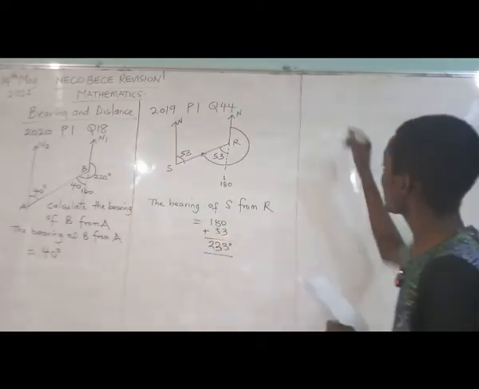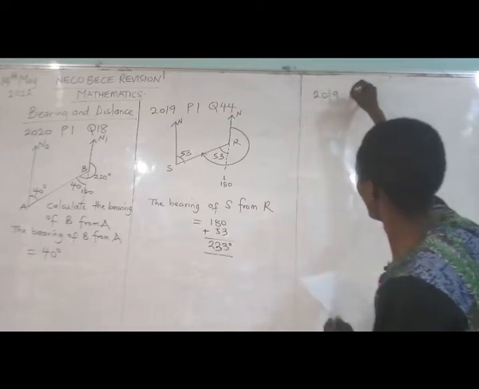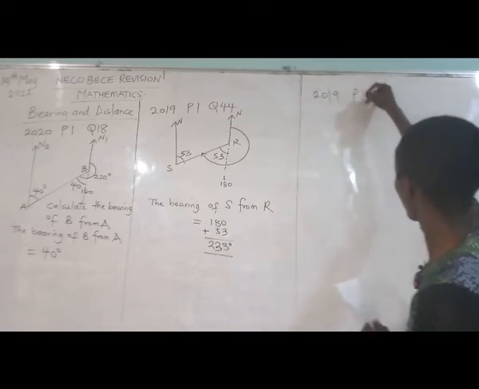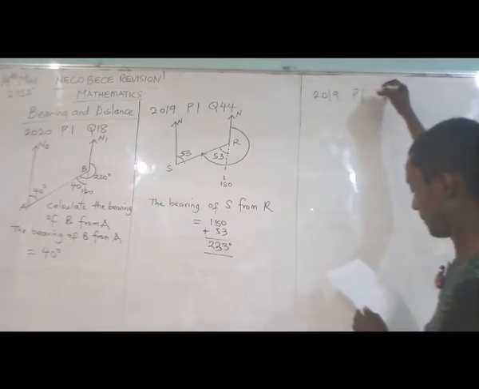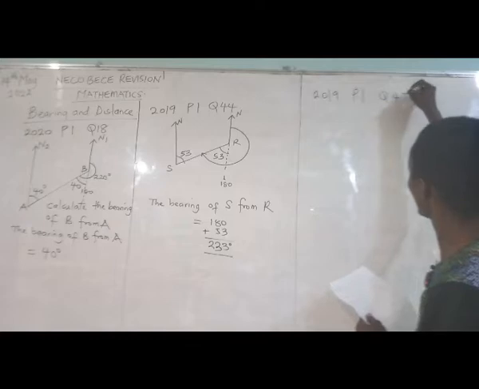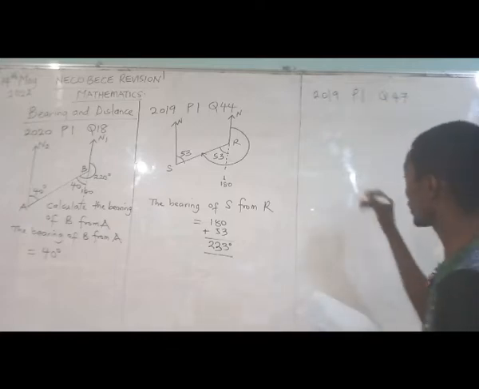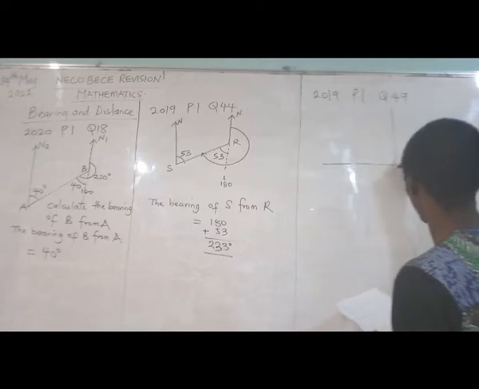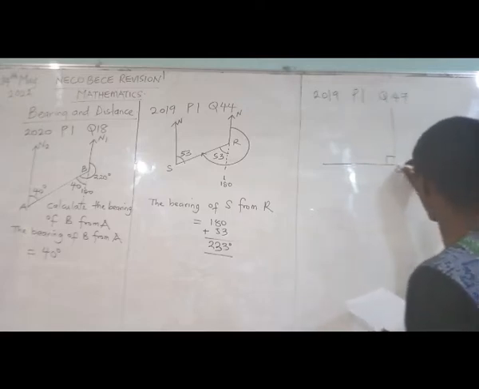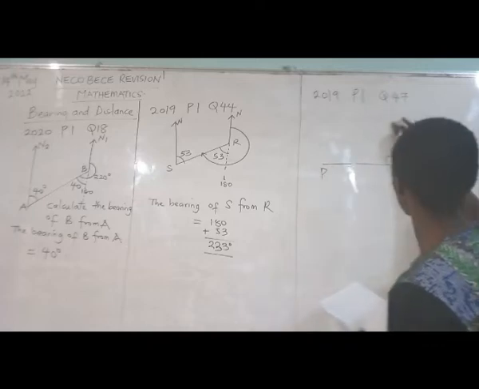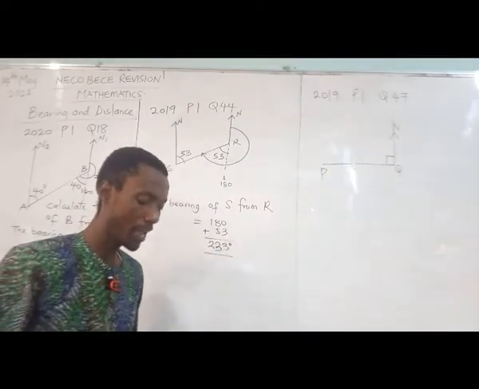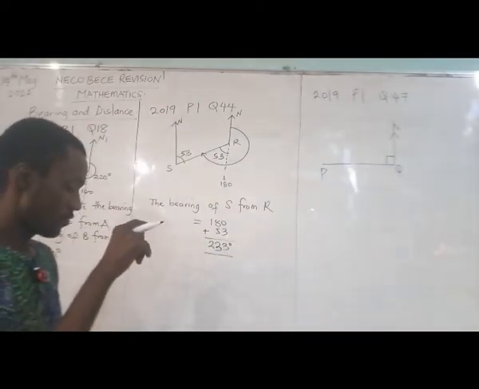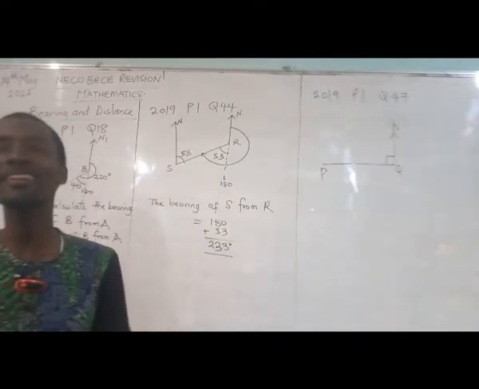Now let's look at another interesting one. That same year, question 47. Now this is what you have. This is Q, this is P, and this is north. Let me not draw this too long. You are told to say what is the bearing of P from Q. This one is a very cheap question.